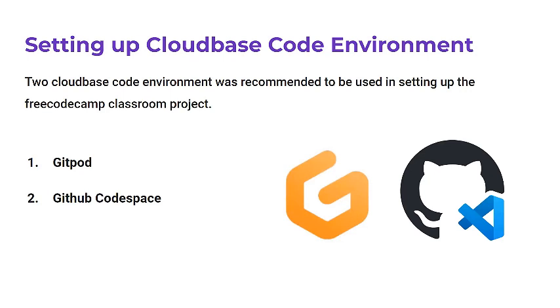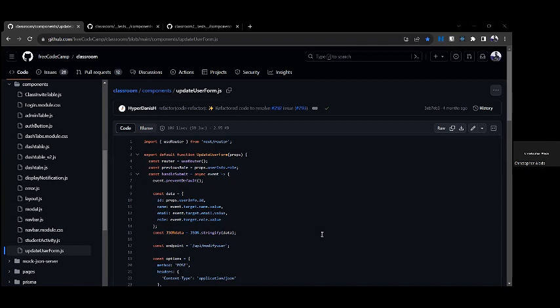After requesting for a pull in the code base, we were able to set up our code environment using two cloud-based code environments, which was recommended in the README file by FreeCodeCamp. We made use of Gitpod and GitHub Codespace. The reason why we made use of these is because of the stress of setting up manually, locally on our laptop, and also to give us features like live sharing in order to enhance collaboration with my other team members.